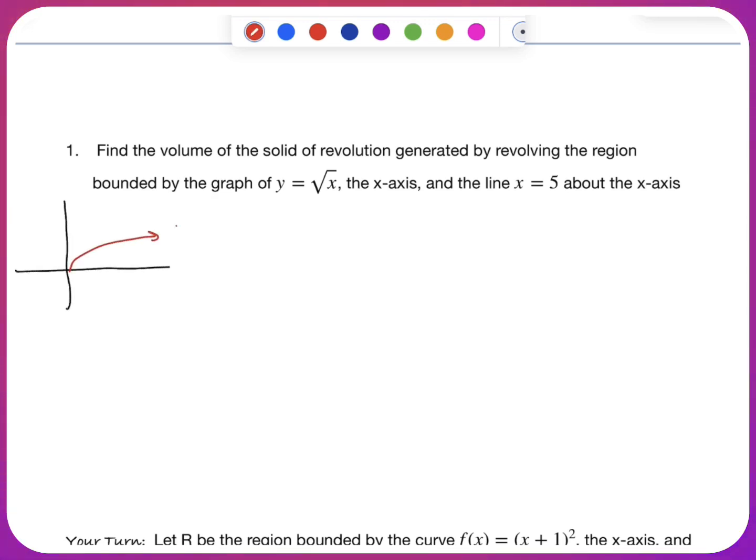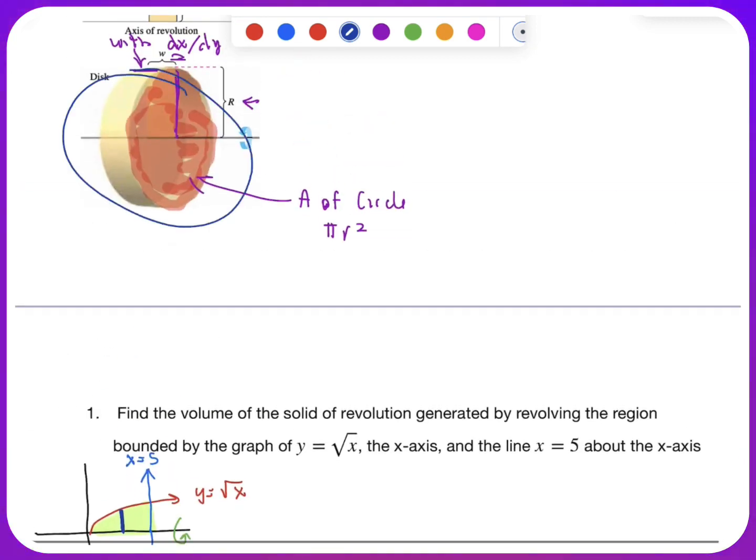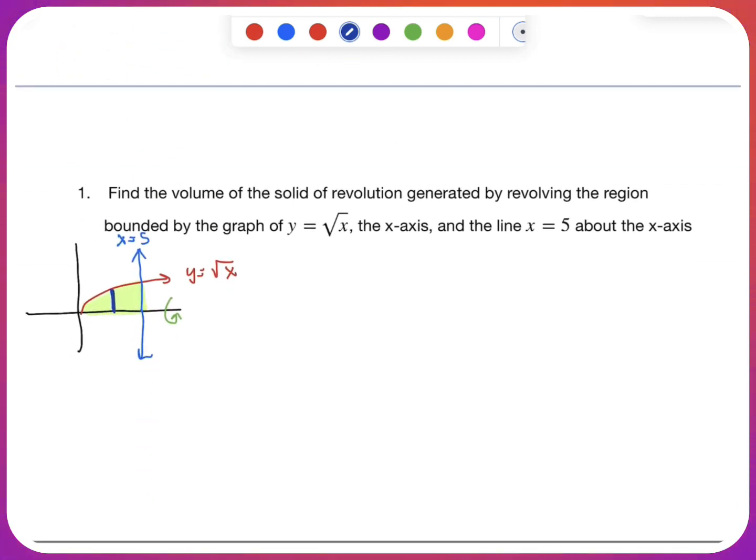We're going to draw our square root of x, we have our x-axis, and then the line x equals 5. We're going to revolve around the x-axis, and our area of interest is this. Our representative rectangle is going to be perpendicular. So here's our representative rectangle. It's perpendicular to our axis of revolution and flush with the axis of revolution. So now we know that's going to form a disc, or a circle. So we're going to use our formula for the disc method.